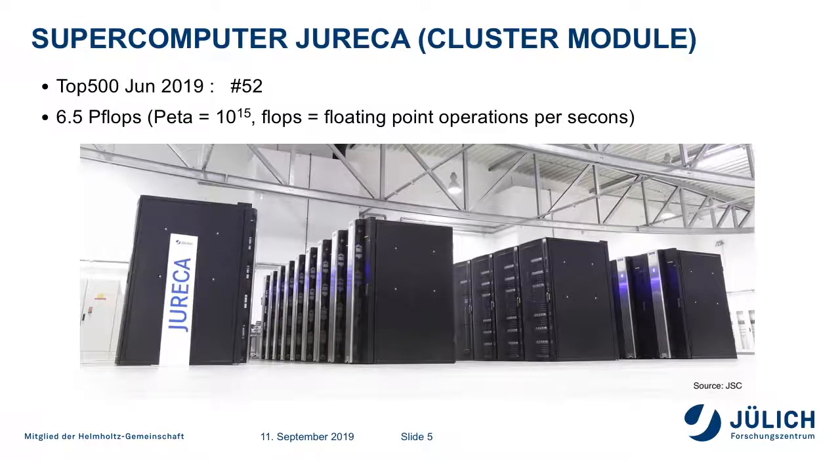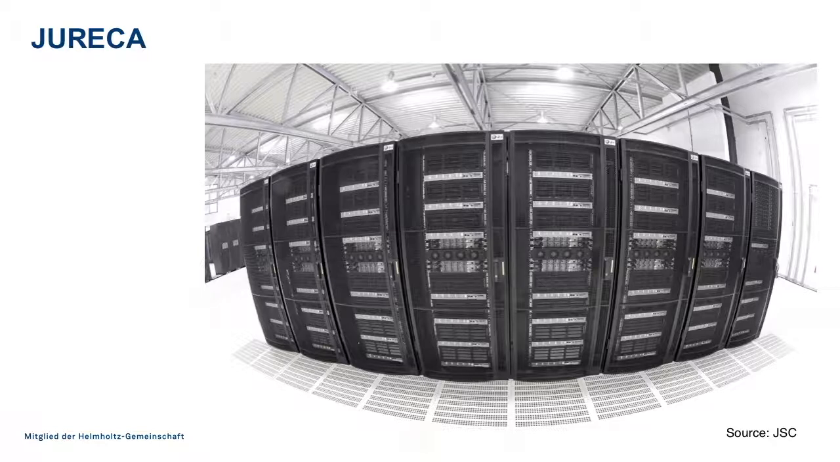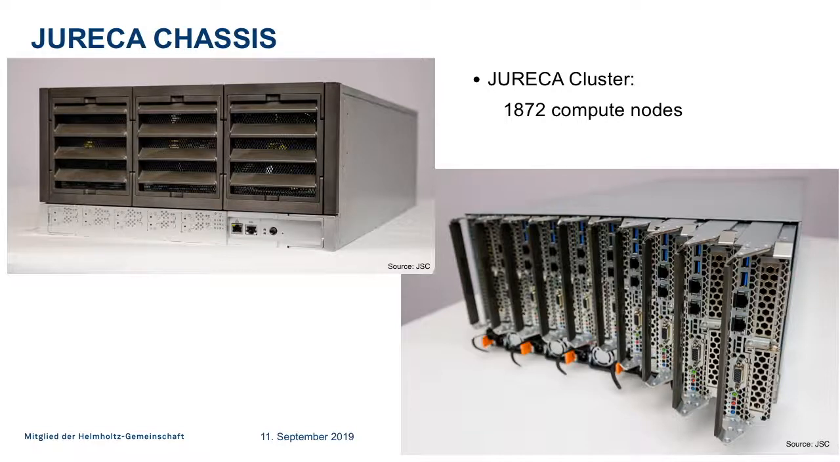That's the machine from here, from Jülich, called JURECA. In the list of the fastest computers in the world, it has rank 52, and its performance is 6.5 petaflops. That means in 1 second, it's able to make 10 to the 15 floating point operations. That's a row a bit closer, and one chassis of this machine has 9 nodes. Altogether, this machine has about 2,000 compute nodes.